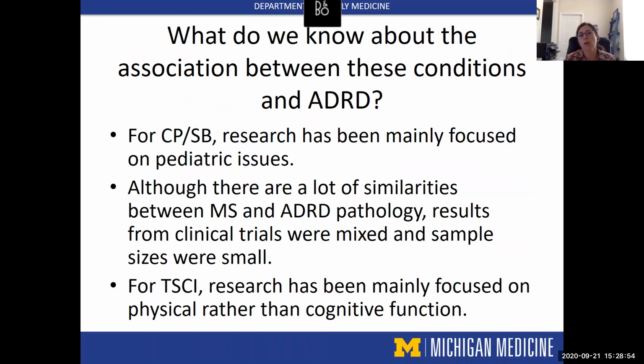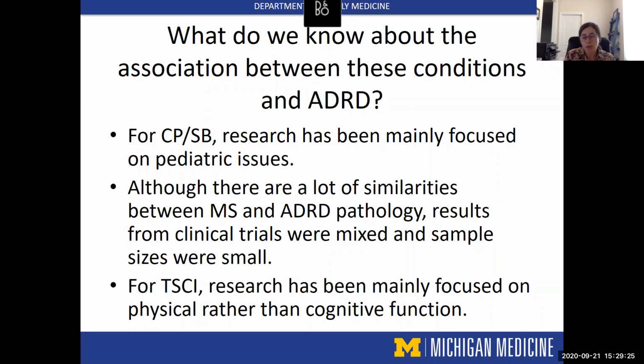So what do we know about these conditions and risk of ADRD? What do we know about these conditions in general? Up to this date, most research on CP and spina bifida has been mainly focused on pediatric issues, again, because life expectancy for individuals with these conditions was much lower 10, 20 years ago. So that's not a surprise.